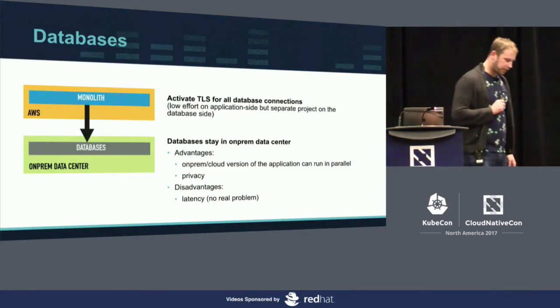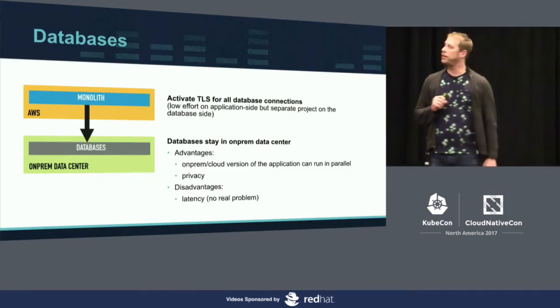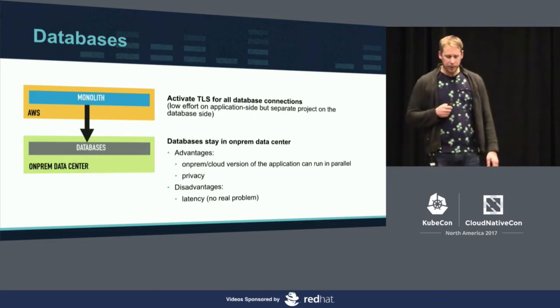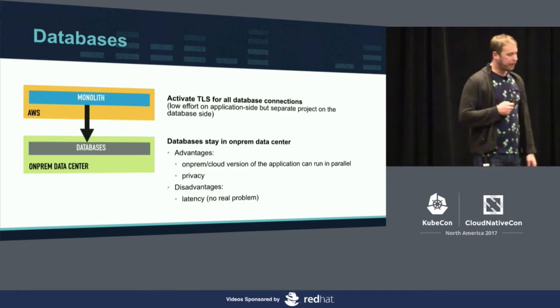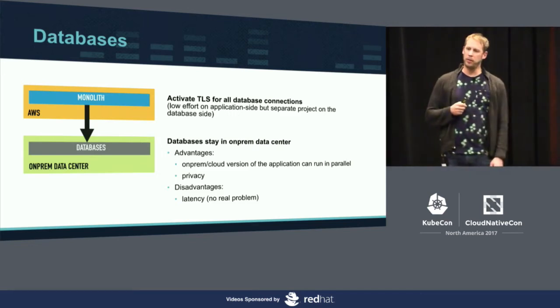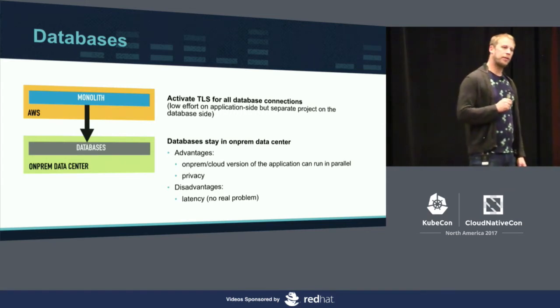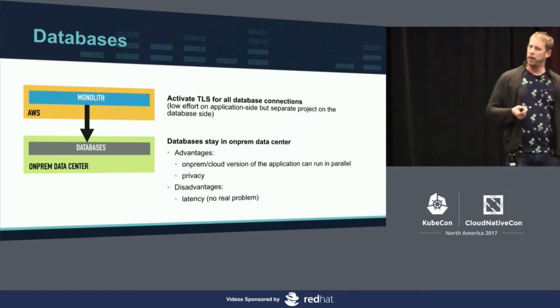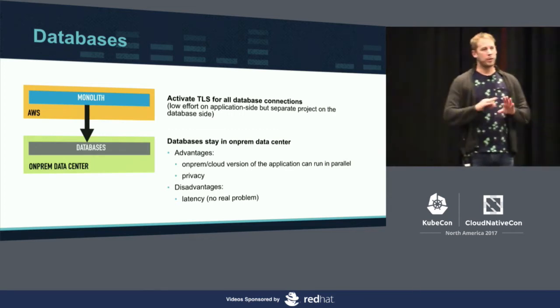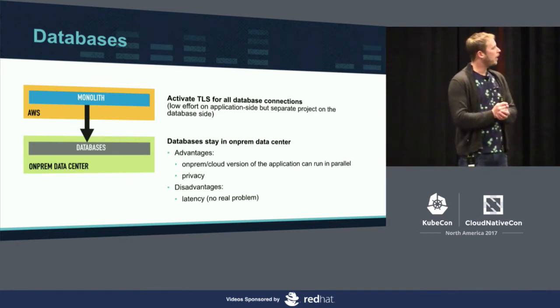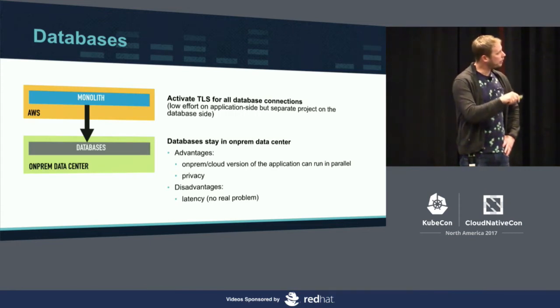The first representation is state within databases. Here we made our life a little bit easier by leaving those databases in the on-premises data center. We didn't migrate databases to Amazon Web Services. They were still, or they're right now still, in the on-premises data center, and we're using them from our monolith in the Amazon cloud directly.